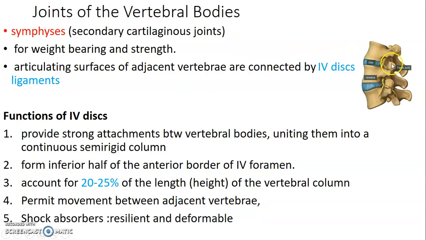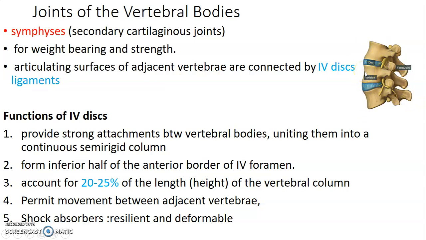These are secondary cartilaginous joints, also called symphysial joints. And of course, body weight is transmitted through them, and they form between the end plates of the vertebral bodies and the intervertebral discs in between them. What are the functions of intervertebral discs? They provide attachment between vertebral bodies. That's number one, making the vertebral column semi-rigid.